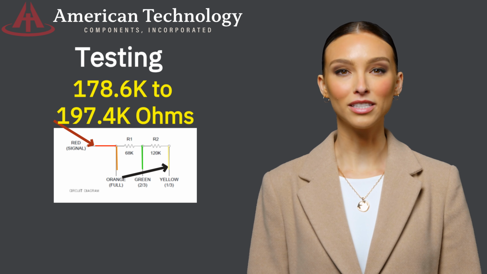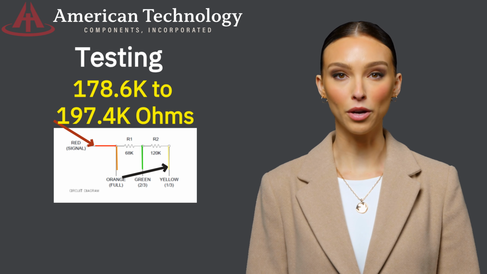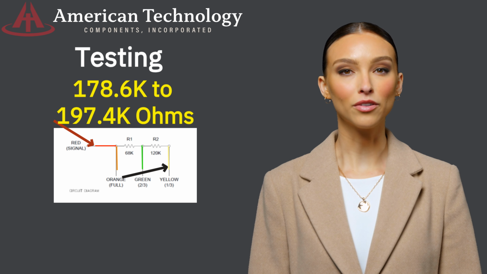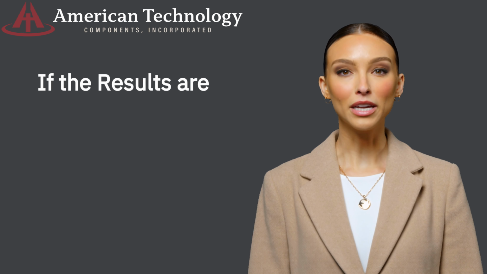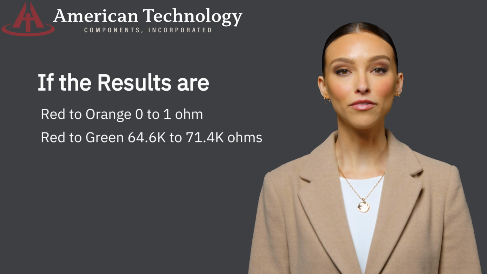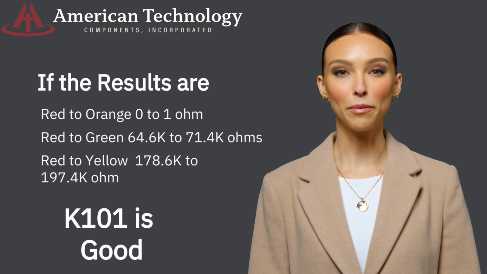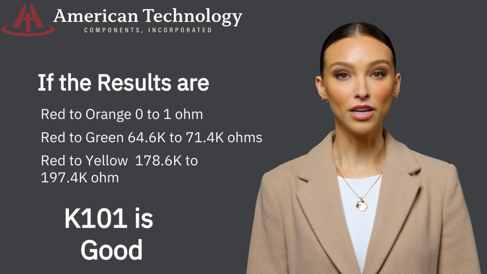If it does measure between 64.6 kiloohms and 71.4 kiloohms, then place your black meter lead on the yellow wire of the K101. Your meter should read 178.6 kiloohms to 197.4 kiloohms. To recap, if you measure 0 to 1 ohms between the red and orange wire, and you measure 64.6 to 71.4 kiloohms between the red and green wire, and you measure 178.6 to 197.4 kiloohms between the red and yellow wire, your component is operating as designed, and your issue is with another part of the system.